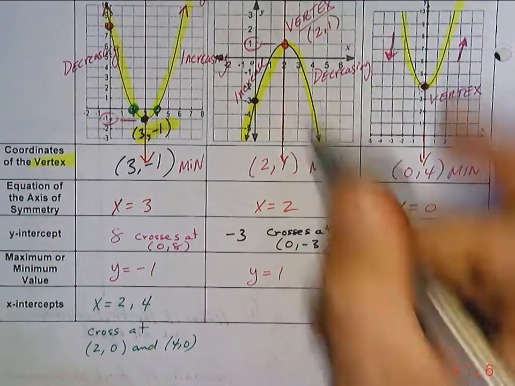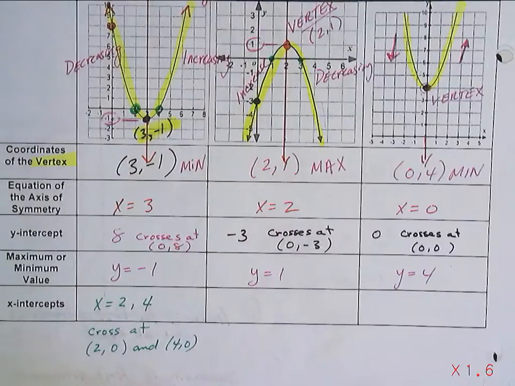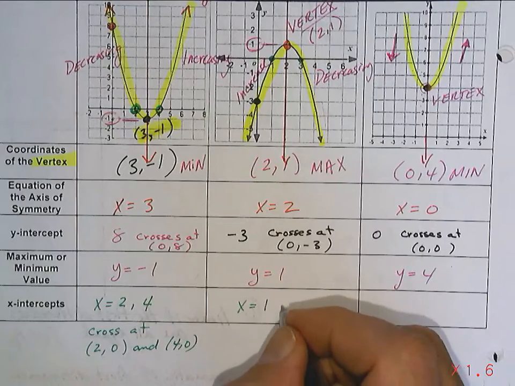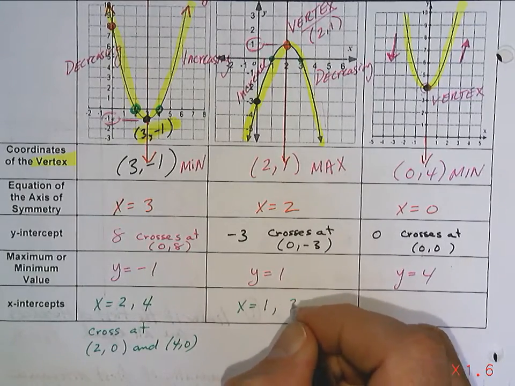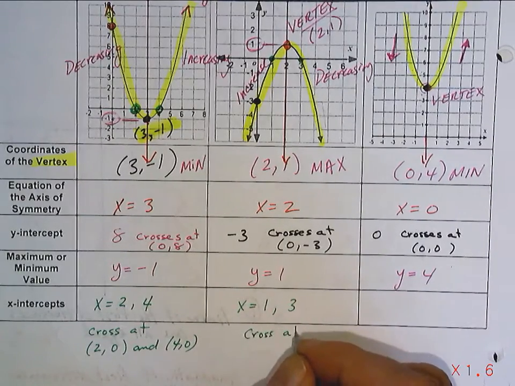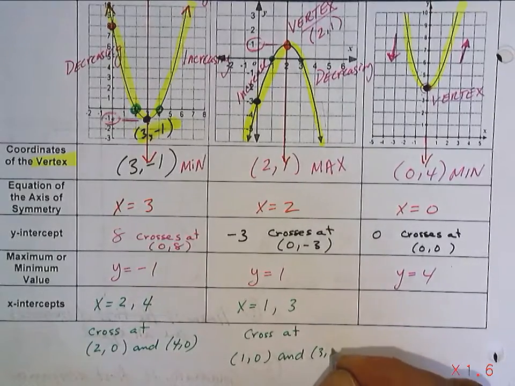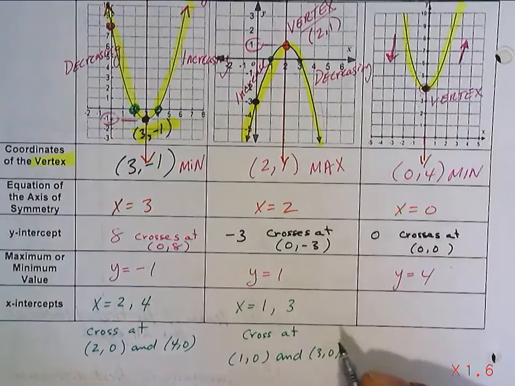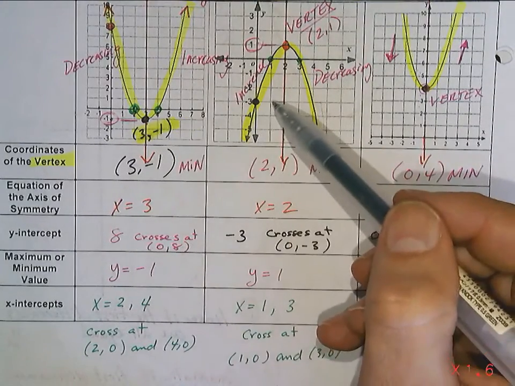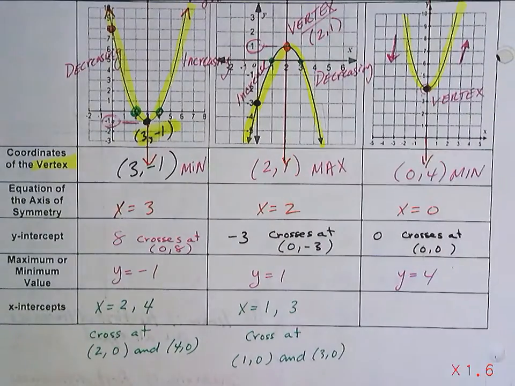What about the next one? I've got 2 x-intercepts for that one. They are x equals 1 and 3. So it crosses at 1, 0 and 3, 0. So this one has 2 x-intercepts. This one has 2 x-intercepts. And this one has no x-intercepts.